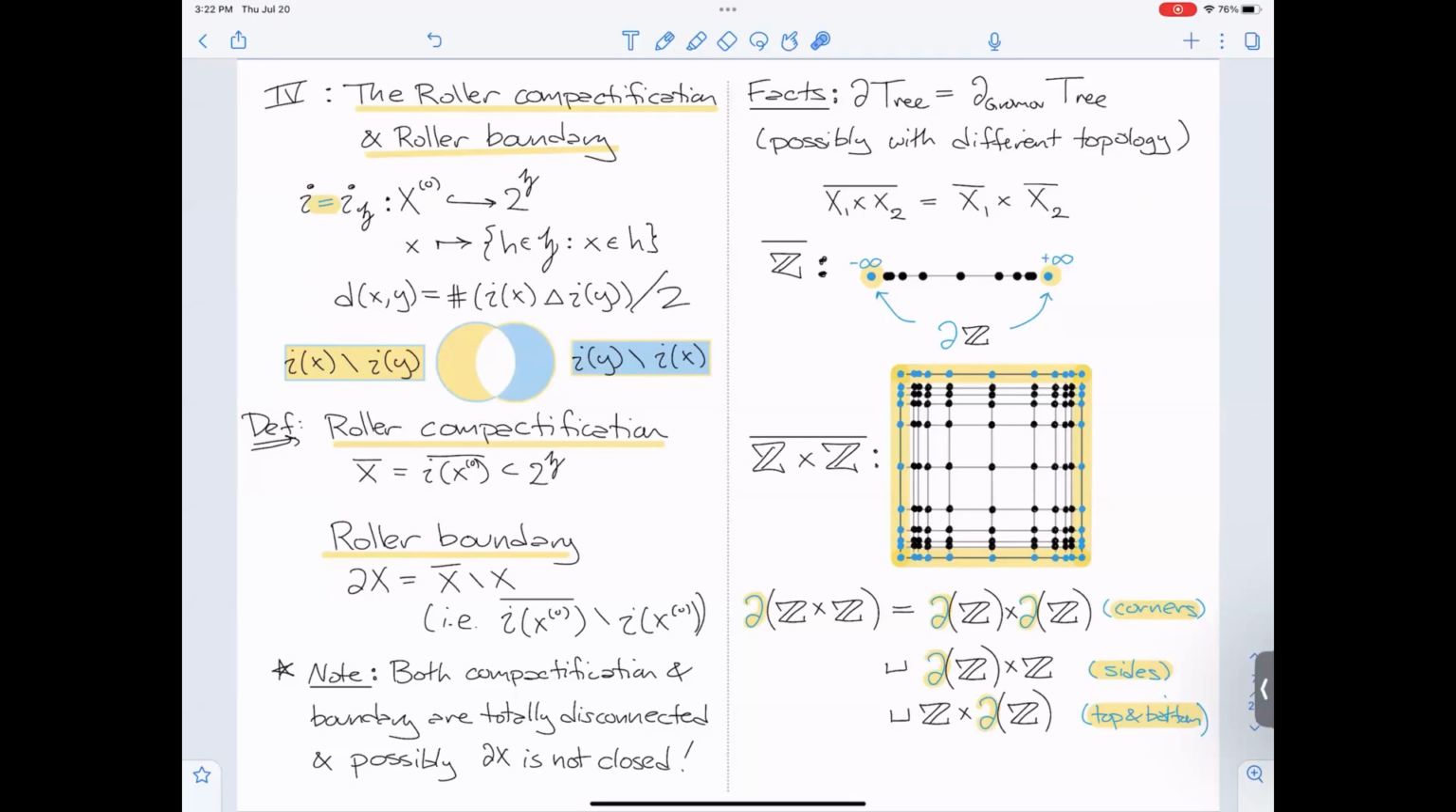In this infinite square, we have these corners that correspond to the product of the boundaries, and those are important in this theory. And then we also see that we have these flats at infinity corresponding to the possibility of taking the boundary of one factor across the space in the other factor. So we do have these flats at infinity.